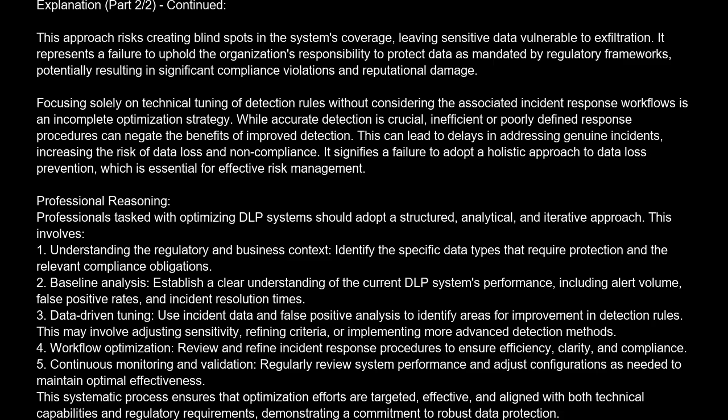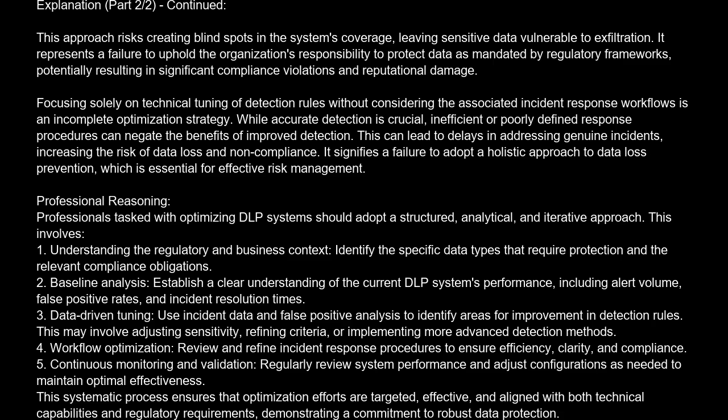Professional reasoning. Professionals tasked with optimizing DLP systems should adopt a structured, analytical, and iterative approach. This involves: 1. Understanding the regulatory and business context. Identify the specific data types that require protection and the relevant compliance obligations. 2. Baseline analysis. Establish a clear understanding of the current DLP system's performance, including alert volume, false positive rates, and incident resolution times. 3. Data-driven tuning.